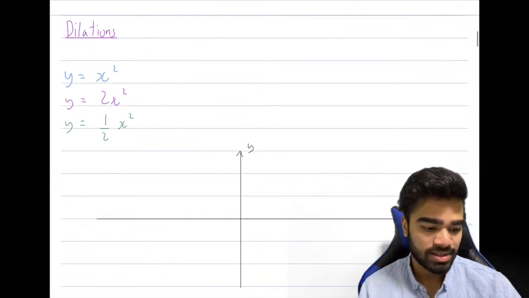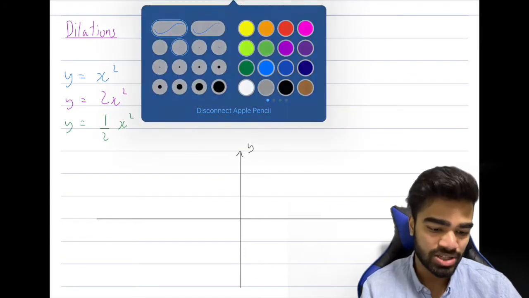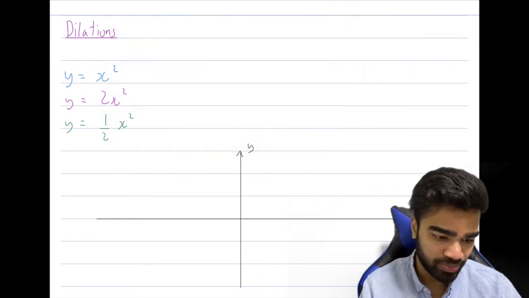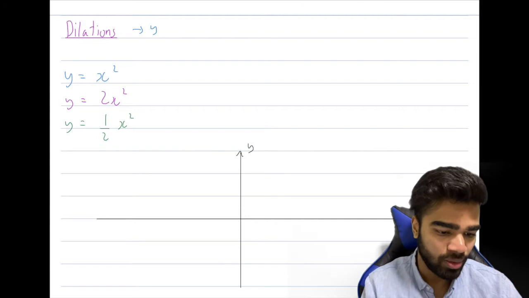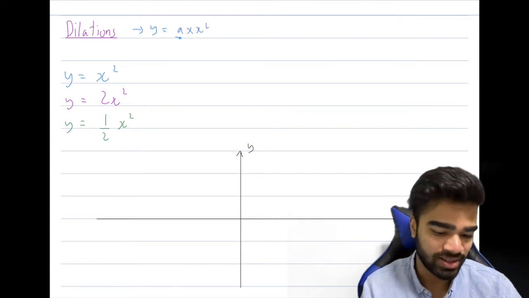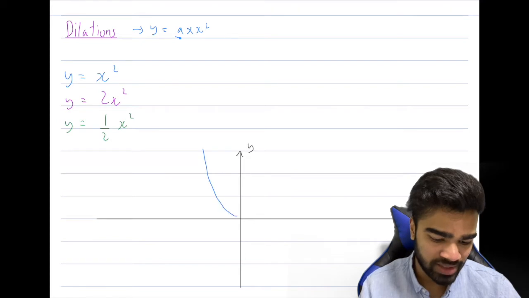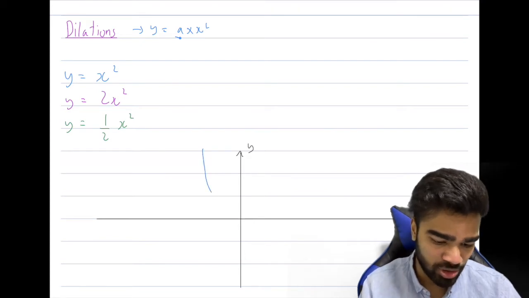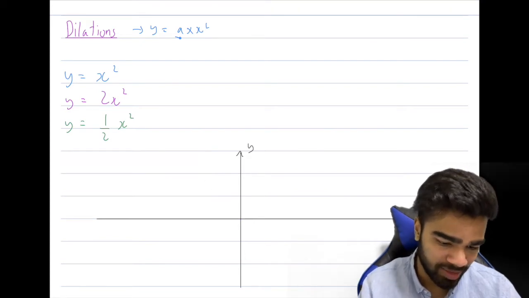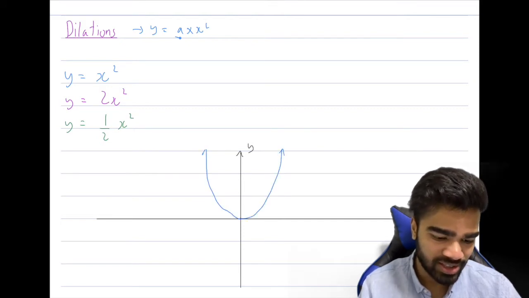All right, let's first start by looking at dilations of the parabola. So this would be y is equal to a times x squared, where a is the dilation factor in this case. I'm going to draw the basic x squared graph, the exact same one I drew before. Let me try to get this right. Still kind of ugly in shape, but it will do.